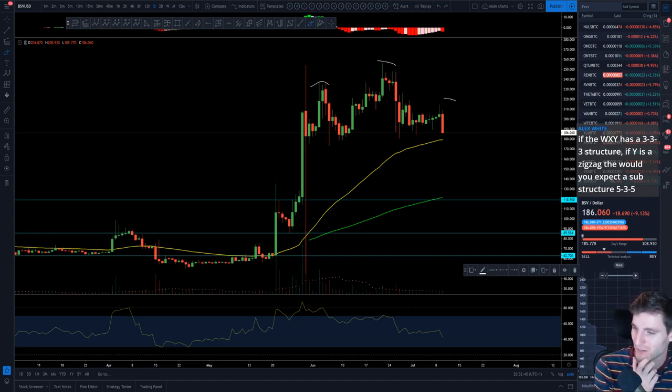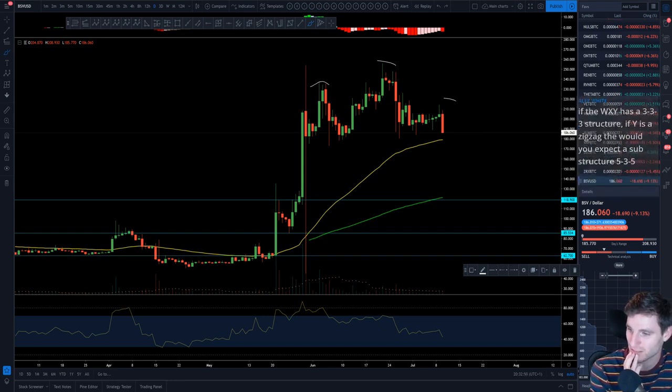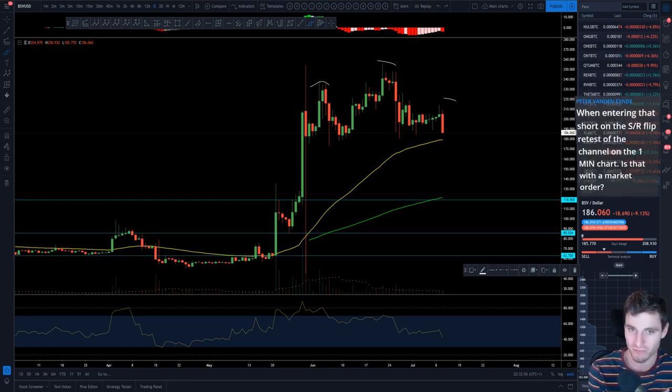If the WXY has a 333 structure, if Y is a zigzag, would you expect a substructure of 335? Yes, absolutely. So if Y is a zigzag, you're looking for a 535. Obviously, 5 in the A, 3 in the B, 5 in the C. 100%, yeah.